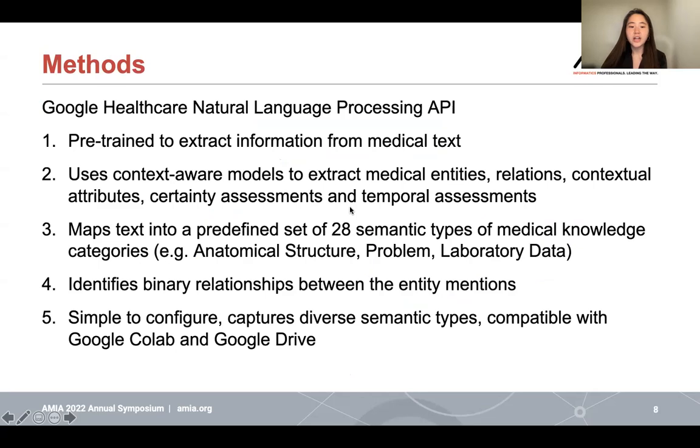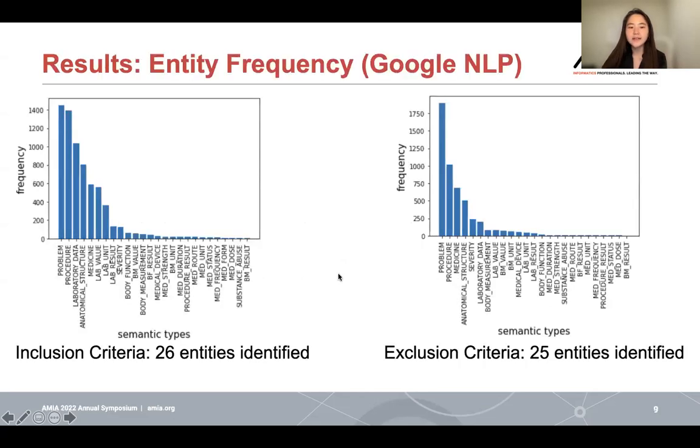The NLP tool I used is the Google Healthcare Natural Language Processing API. This model is a pre-trained model to extract information from medical text and uses context-aware models to extract medical entities, relations, contextual attributes, certainty assessments, and temporal assessments. To be specific, it maps text into a predefined set of 28 semantic types of medical knowledge categories and identifies binary relationships between the entity mentions. The decision to use Google's product over other commercial products came from its simplicity to configure, ability to capture diverse semantic types, and its compatibility with Google Colab that I used to write my script and Google Drive that I used as backend storage.